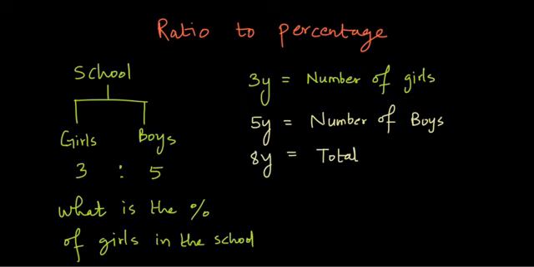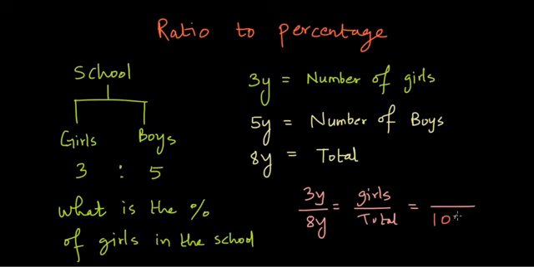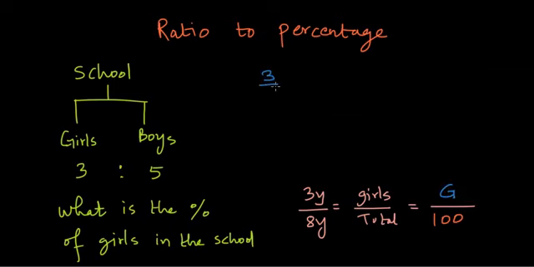And now we can go ahead and solve the percentage. So the number of girls is 3y and the total is 8y. So this is basically girls divided by the total number of students. And now we can convert this into some percentage by keeping the denominator as 100. And let's keep the variable as g for the percentage of girls. This gives us 3/8 equal to g by 100. Because we can cancel out y, because that was just a multiplying constant.